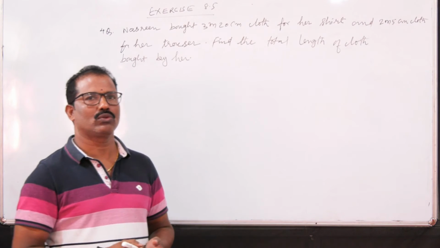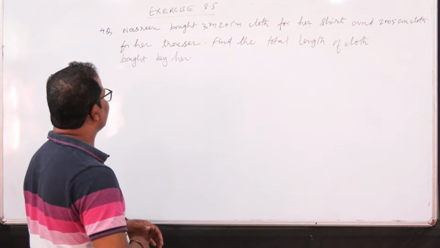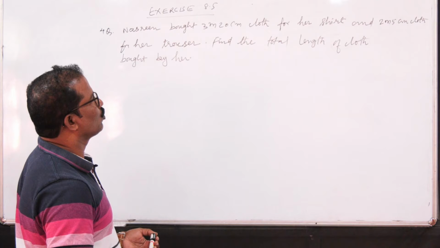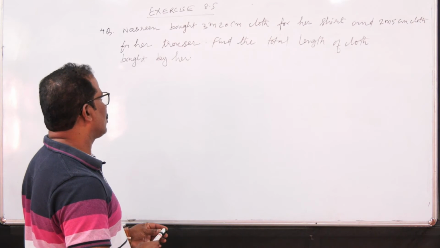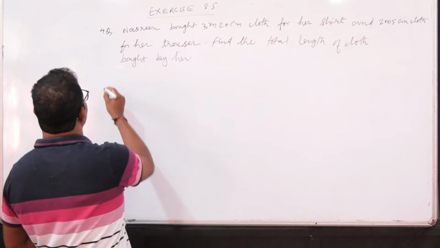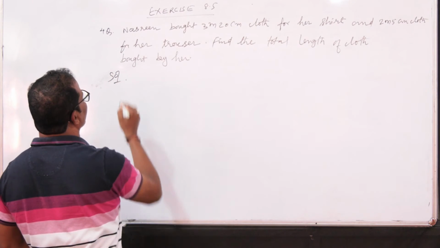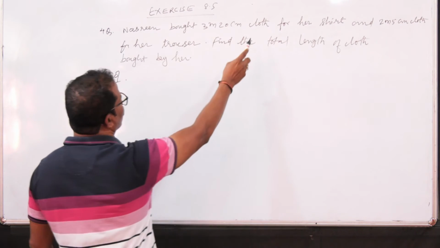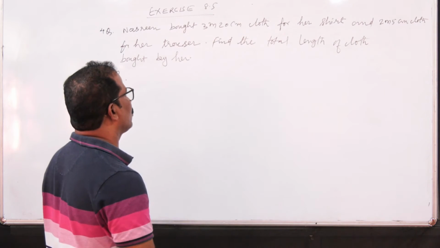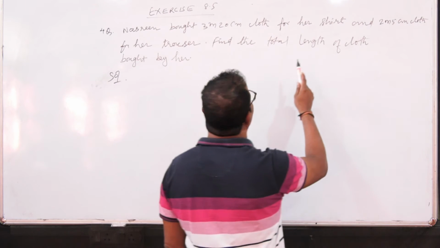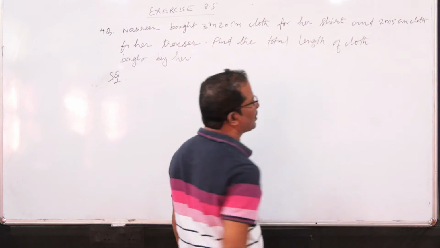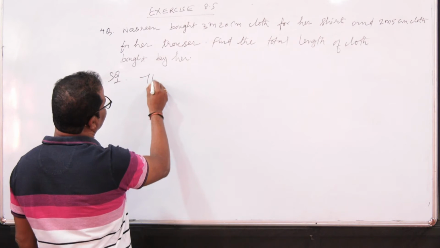Now we are going to see the fourth question of this exercise, that is Nasreen bought 3 meter 20 centimeter cloth for her shirt and 2 meter 5 centimeter cloth for her trouser. Find the total length of cloth bought by her. Okay? See the solution now. The length of cloth bought by Nasreen for shirt is equal to how much? 3 meter 20 centimeter, and for trouser 2 meter 5 centimeter. So we can write the steps like this.